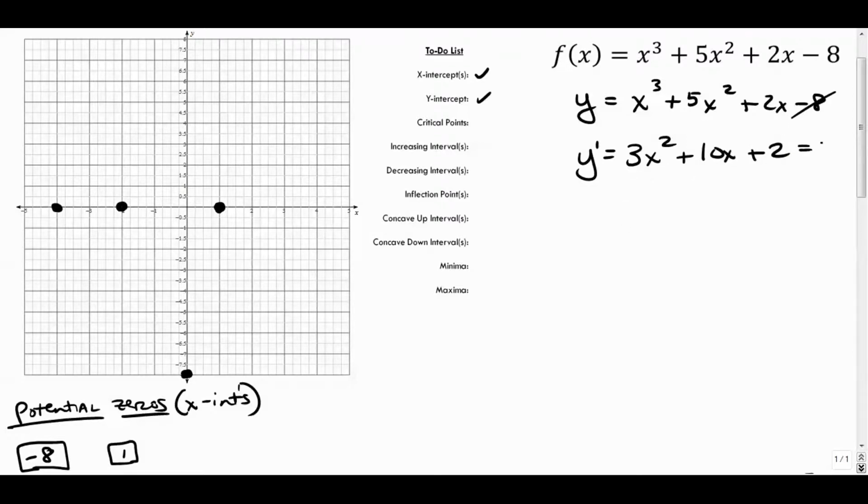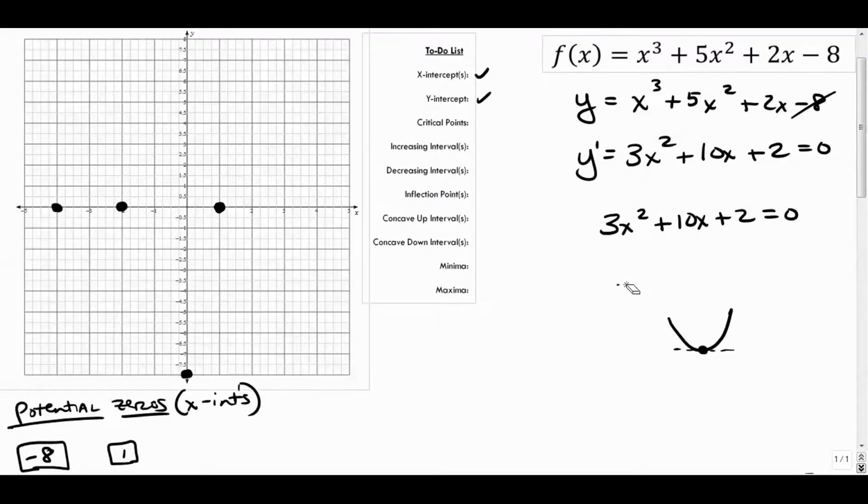To find critical points, as you remember, solve that, set it equal to 0. So 3x squared plus 10x plus 2 equals 0. And the reason we're setting equal to 0, of course, is because we're looking for where the graph sort of levels off. And we're looking for a max where our tangent line is horizontal. Or we're looking for a min where our tangent line is horizontal. Right? That's the whole point of this.